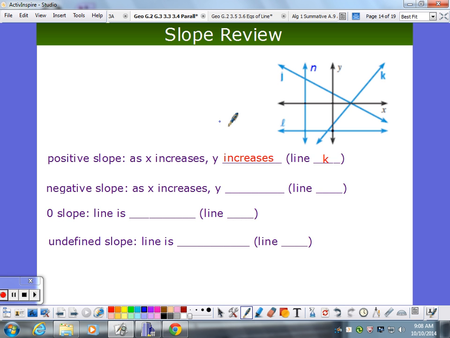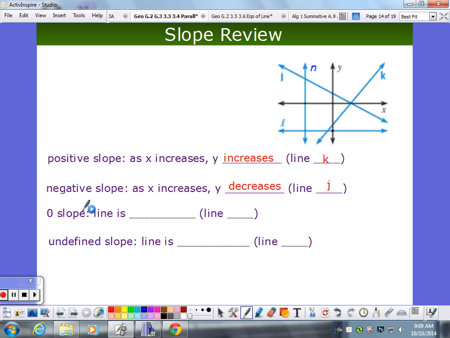A negative slope, so as the x's get bigger, what happens to the y's? Now, which line is illustrating that one? Amy? And what happens to the y's as x gets bigger? It decreases. So here we see the x is getting bigger, our y's are getting smaller. That is a negative slope. Which one of these is a zero slope? Is it the vertical or the horizontal? And which one is it?